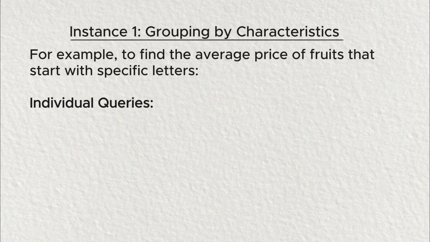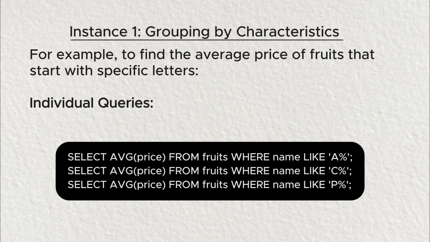The first is grouping with individual queries. In this example, we want to find the average price of fruits that start with specific letters, which are A, C, and P.